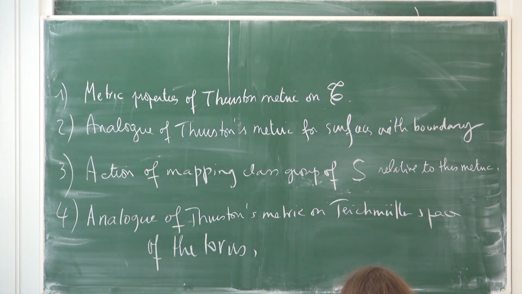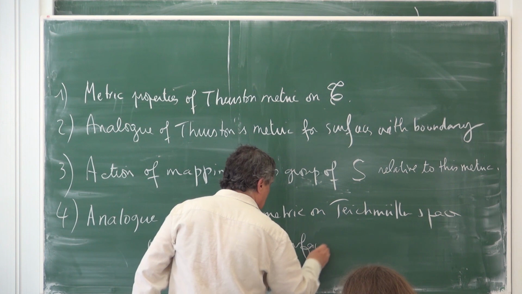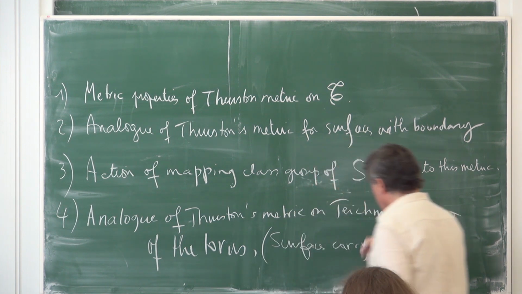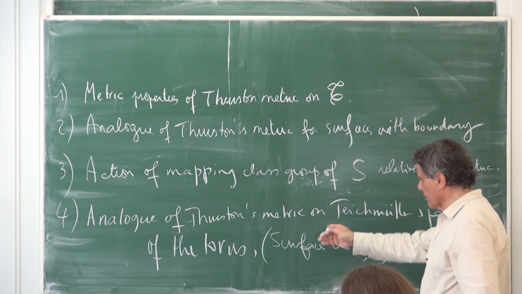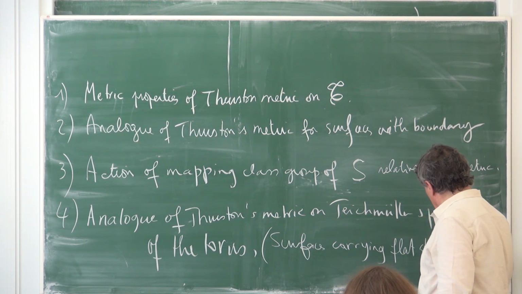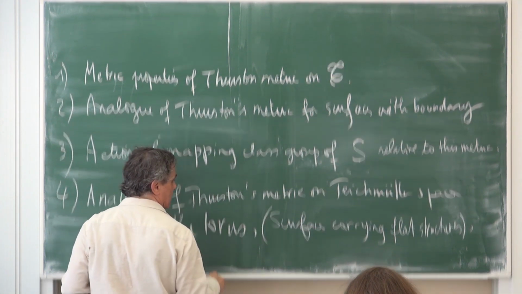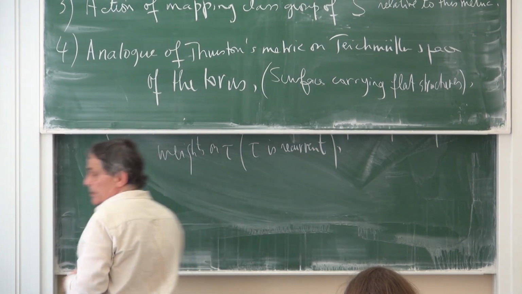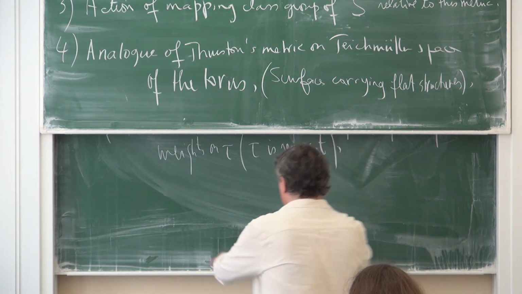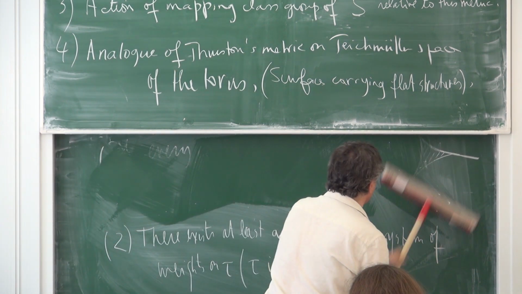And so this is for surfaces carrying flat structures, the Teichmüller space of the torus equipped with flat structures. This was also from Monday. I don't need this today.